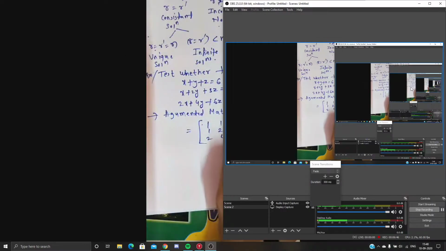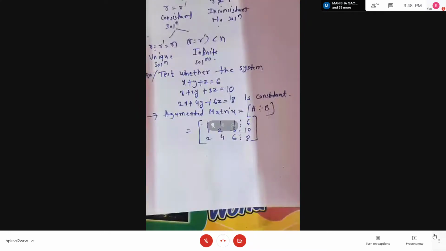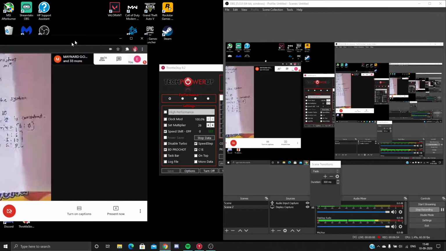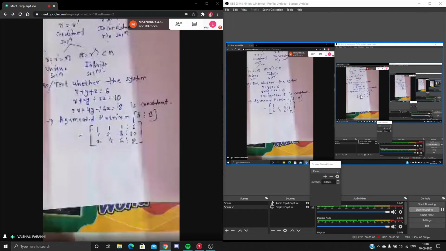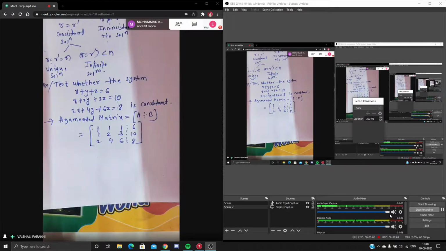6, 10 and 8. That is the right hand side constant. This is called as augmented matrix A partition B. It is a single matrix. Okay. Now we need to find out the rank of this matrix. And to find out rank of the matrix, you have to convert it to the echelon form.